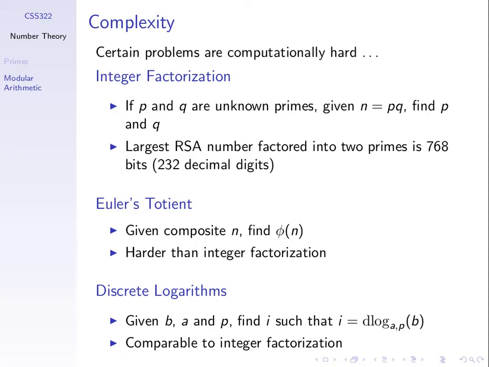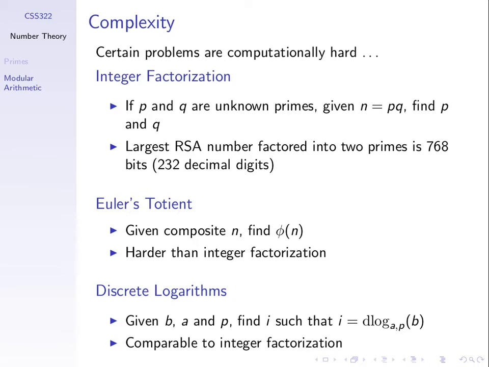If n is prime, the totient of n is n minus 1. That's easy to calculate. But if n is not prime, finding the totient is computationally difficult to calculate. Again, for large values of n, it's considered practically impossible to calculate. It takes too long to find the answer. And it's considered a harder problem than integer factorization. So given some n, either find the two primes p and q, or find the totient of n.